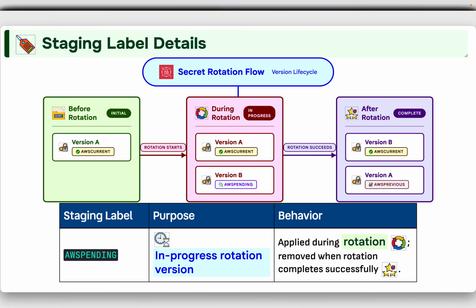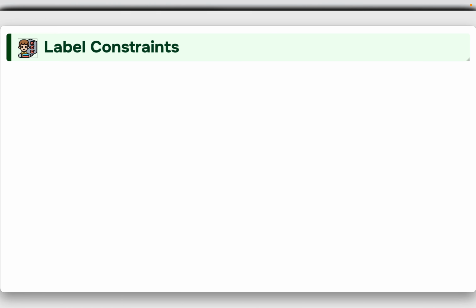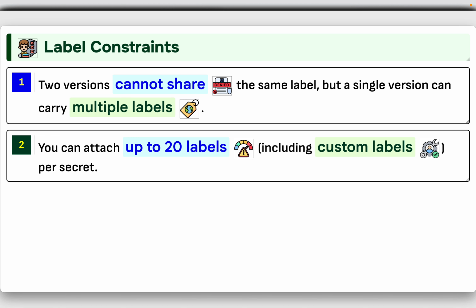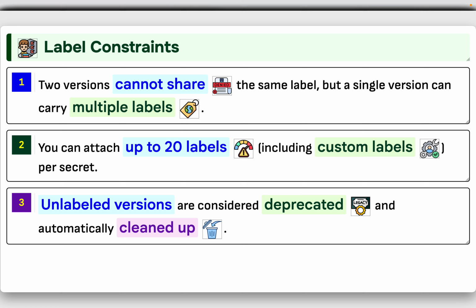And AWS pending. So, its purpose is the in-progress rotation version. It is applied during rotation and removed when rotation completes successfully. Next, some label constraints. Two versions cannot share the same label, but a single version can carry multiple labels. You can attach up to 20 labels, including custom labels, per secret. Unlabeled versions are considered deprecated and automatically cleaned up.